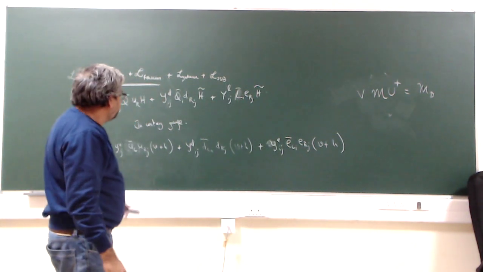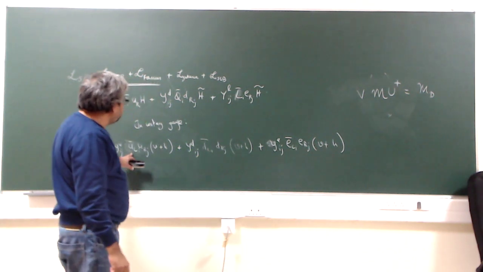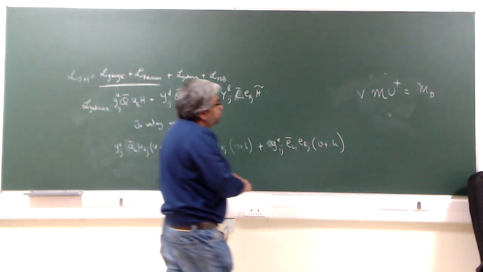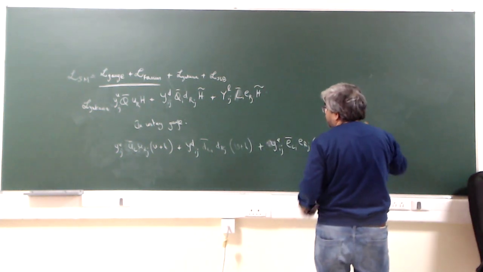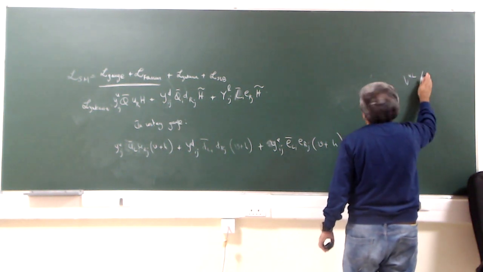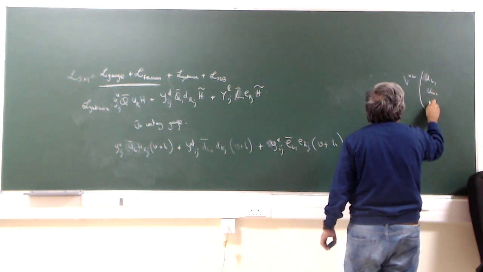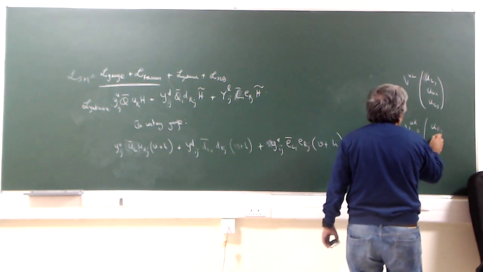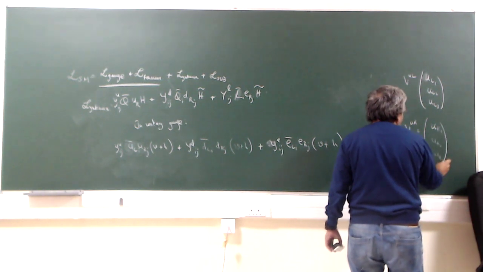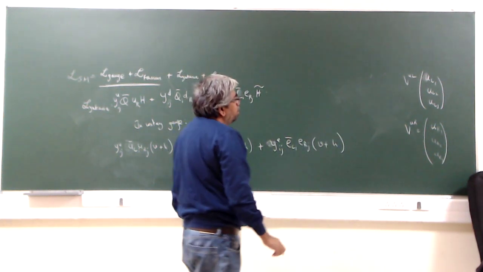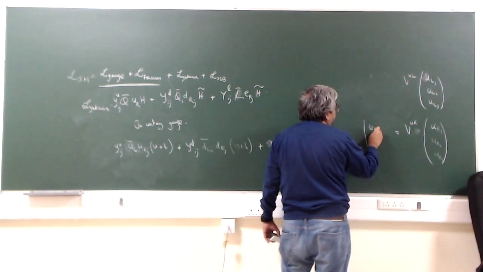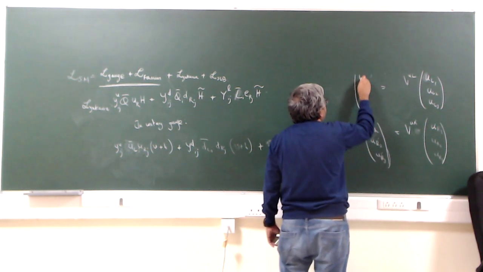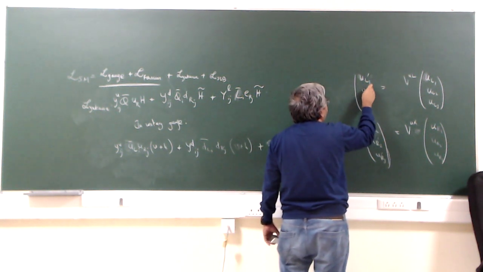Okay, so that means this V will apply on these fields, U will apply on these fields. So there is a rotation on this side, there is a rotation on this side. Okay, so I call these matrices V_UL acting on the first one, U_L1, U_L2, U_L3. And then V_UR acting on U_R1, U_R2, U_R3, which should give me some form U_R1 prime, U_R2 prime, U_R3 prime, and U_L1 prime, U_L2 prime, U_L3 prime.